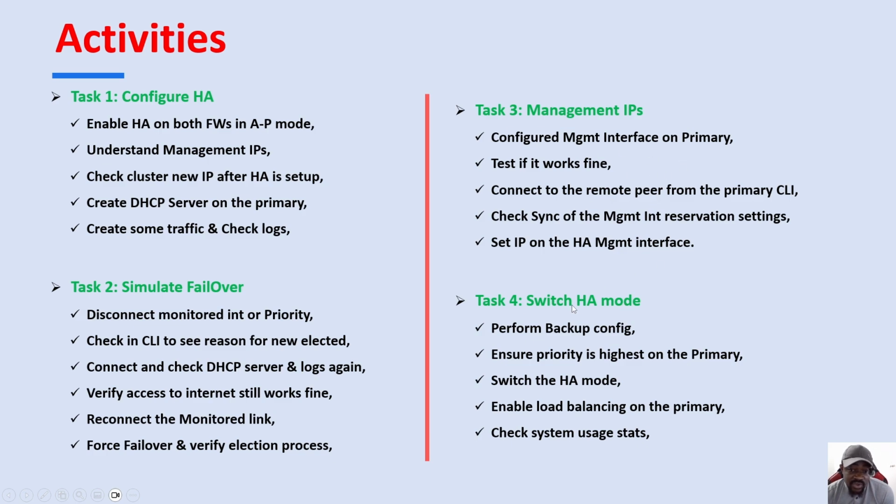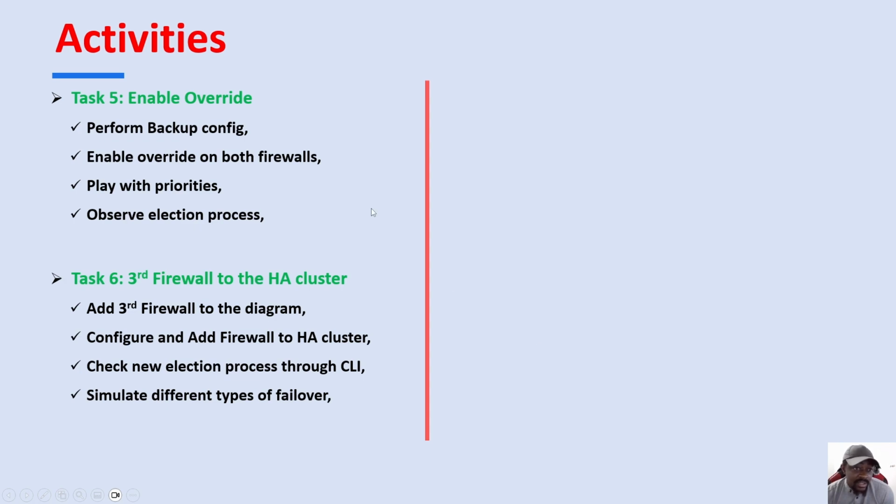In task 4, we are going to switch the HA mode. We'll start with active passive, then in task 4 we'll see how to switch from active passive to active active. Then we'll also talk about load balancing, and check in statistics to see how the traffic load is being shared between the two devices. In active passive, only one of the FortiGates carries all the traffic, while in active active, both of them share the load of the traffic.